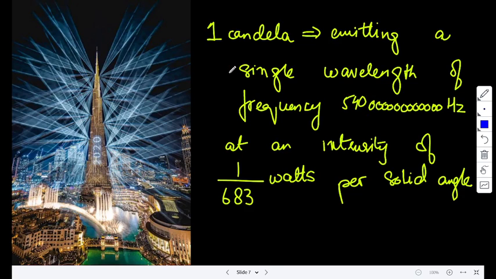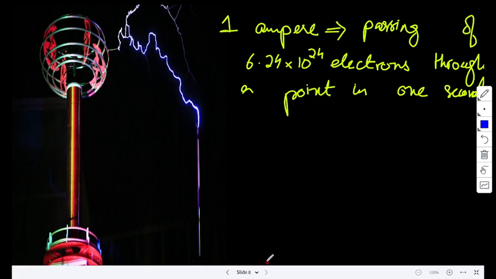1 candela. 1 candela is the unit of light intensity when a source is emitting a single wavelength of frequency. This is the frequency at an intensity of 1/683 watts per solid angle. 1 ampere. 1 ampere is the unit of electric current, the basic unit of electric current. It is when this many electrons pass through a point in 1 second.